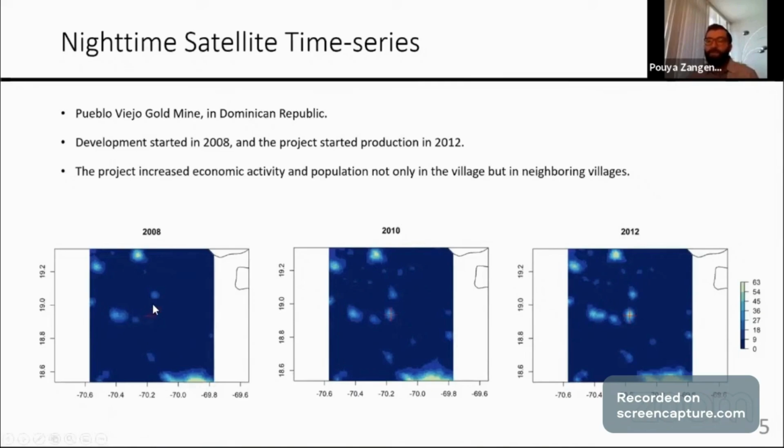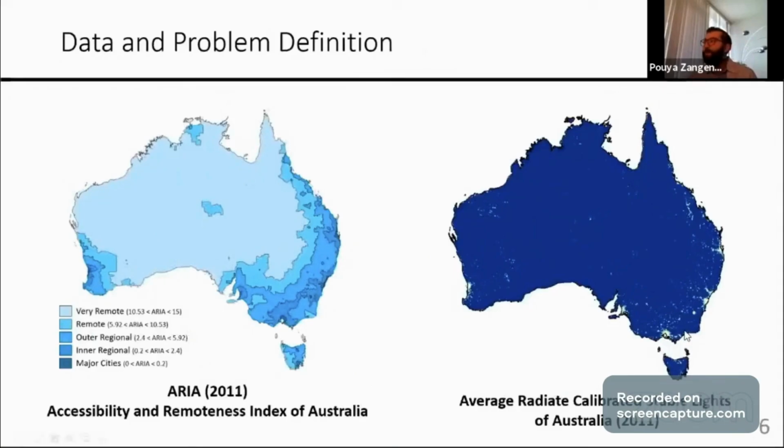And I'm aware of several other studies that have done similar comparisons, which got us to the point of thinking about how we can do that remoteness quantification. Now, we were able to find a remoteness index of Australia that was published for 2011. And this is what you can see on the left.